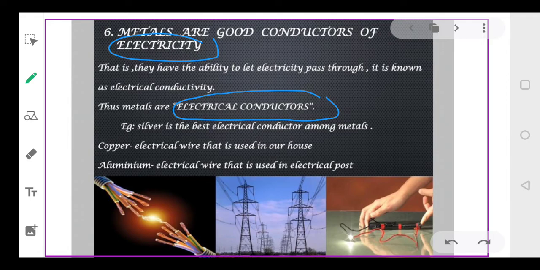And apart from this, copper and aluminium, these two are used to make the electrical wires because they easily allow the current to pass through them, isn't it? We must have seen the wires that we are using in our houses, the cables that have been drawn. They all consist of aluminium and copper wires.